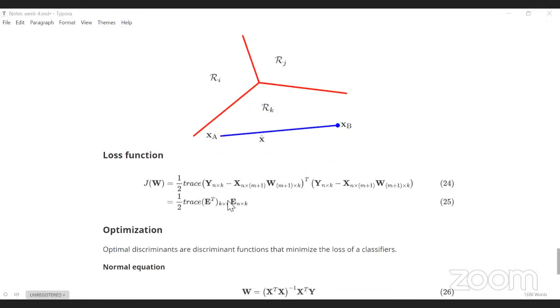Okay, so this is the model. Next is the loss function. The error is given by the actual labels minus XW, where XW is your predictions. So this is your error. Then error transpose error, the trace of this matrix. Remember, Y here is the encoded matrix, and this is again of size n cross k. So this is of size n cross k, and the trace of that matrix is going to be your loss function.